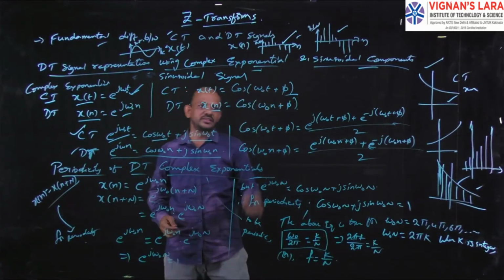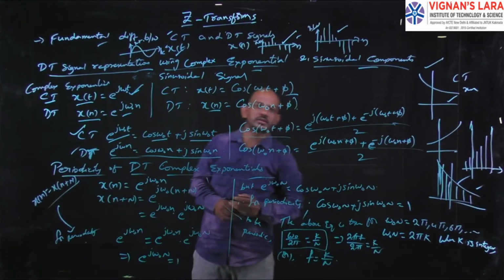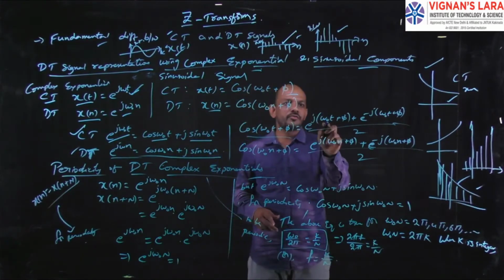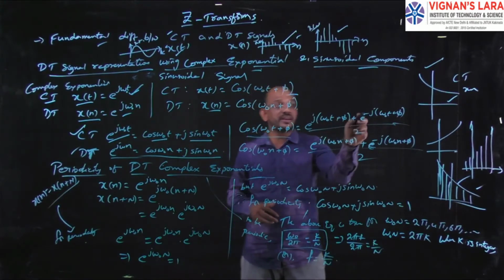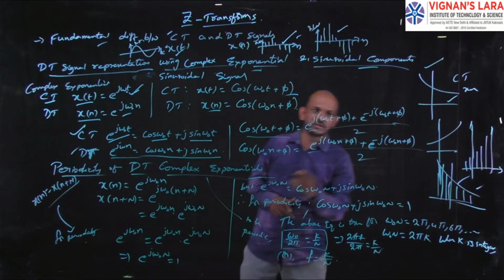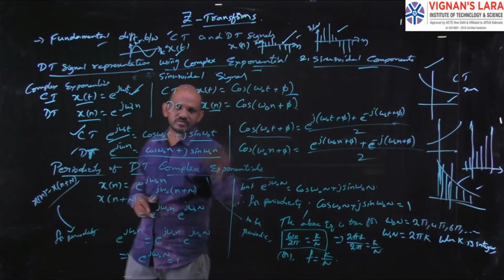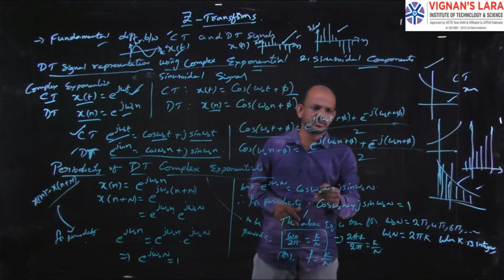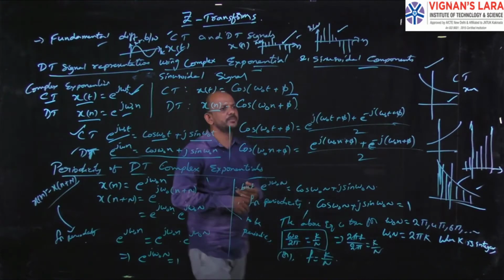Next, I can represent the sinusoidal components in terms of complex exponentials also. The reverse one, that is cos of omega naught t plus phi will be equal to e power j of omega naught t plus phi plus e power minus j of omega naught t plus phi, all divided by 2. Simply, cos theta equal to e power j theta plus e power minus j theta, divided by 2.